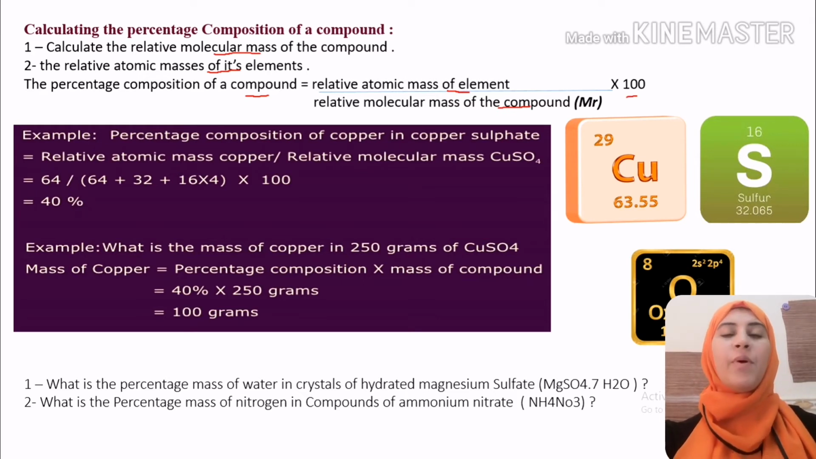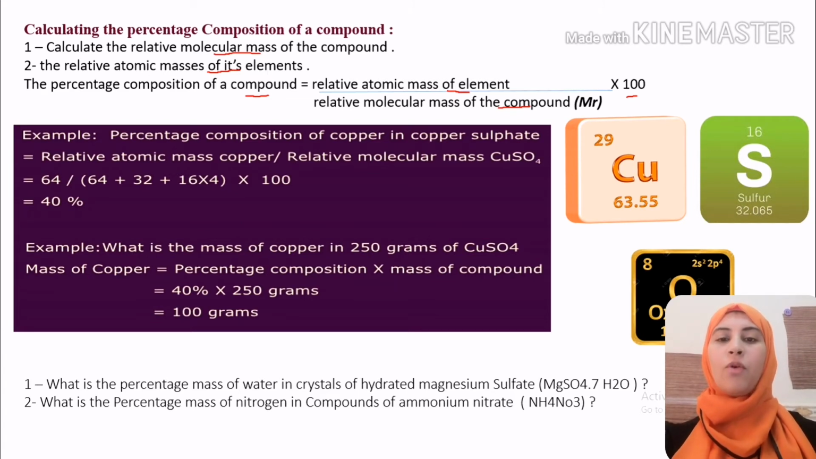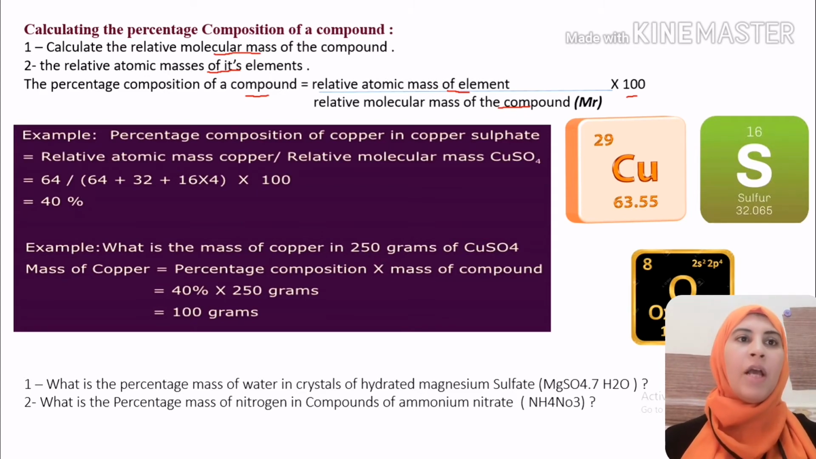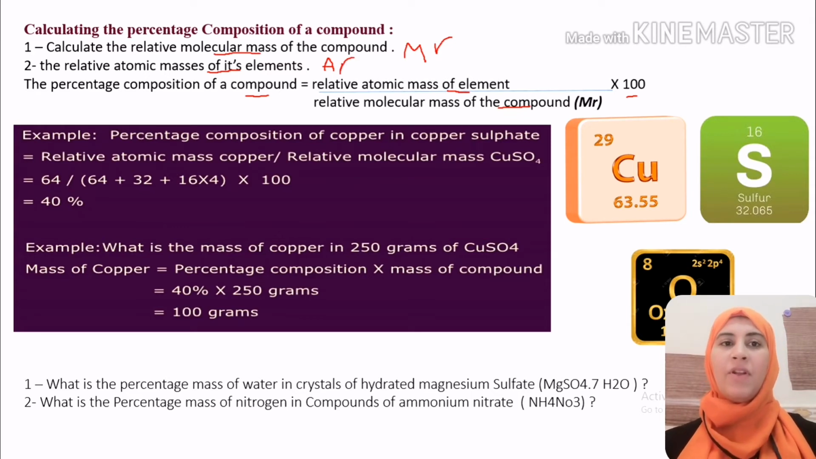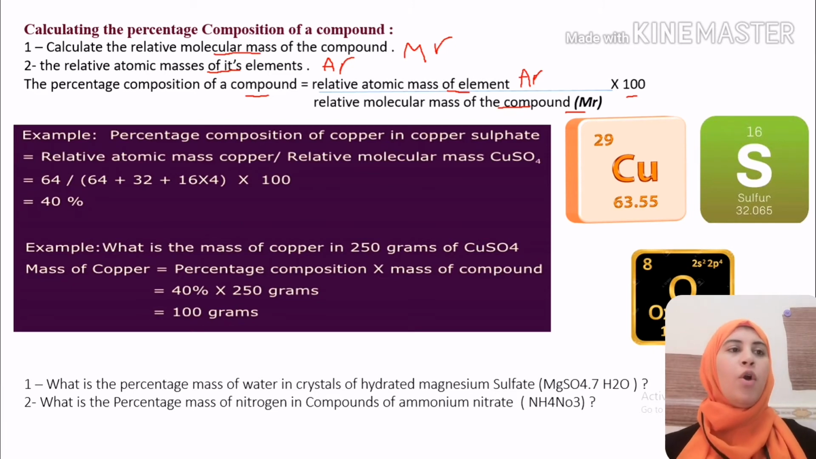So, to calculate the percentage composition of a compound, at first you must calculate the relative molecular mass of your compound, Mr. Then you must calculate the relative atomic mass of your element, Ar. Then divide Ar over Mr times 100. Example. We want to calculate the percentage composition of copper in copper sulfate.